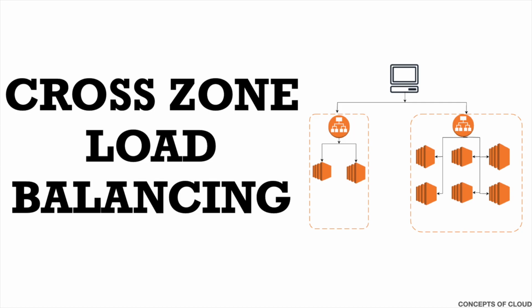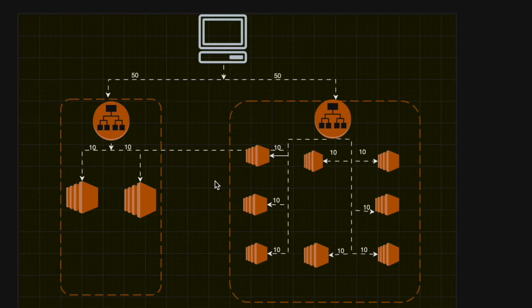Earlier, we have learned how to configure an application load balancer. In this video, we will learn about cross-zone load balancing. As the name suggests, in cross-zone load balancing, load is balanced between resources hosted in more than one availability zone. Let us try to understand this with the help of a flow diagram.